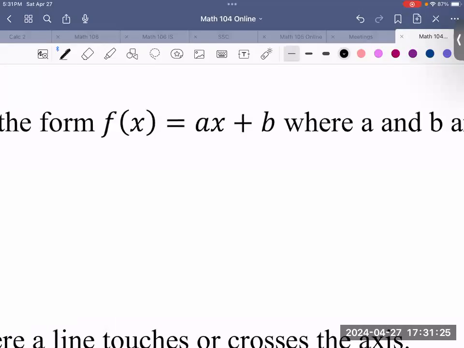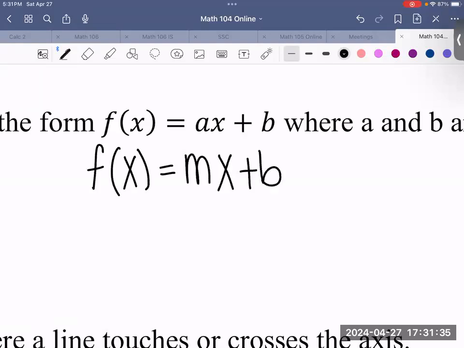Now, that being said, we can also see this as another formula, one that you are a little bit more familiar with, mx plus b. Now, f of x is a very fancy way to say y. So we can say y equals mx plus b if you prefer, where m is considered what? M is your slope, and b is your y-intercept.